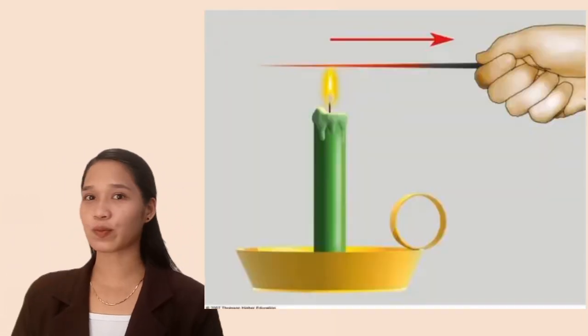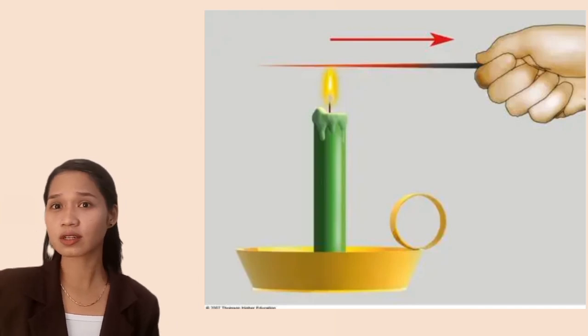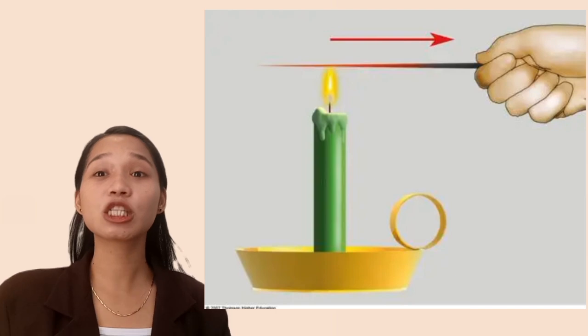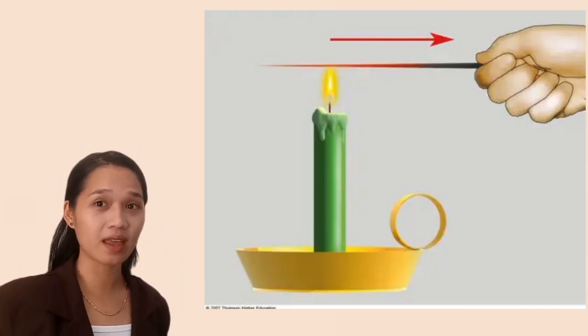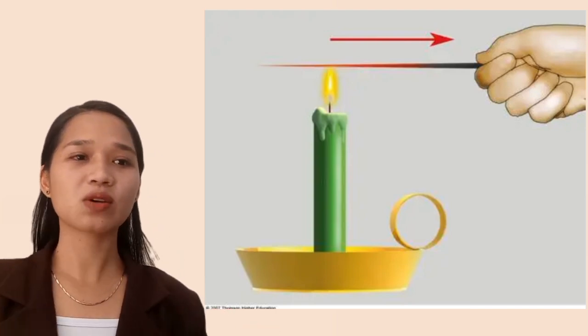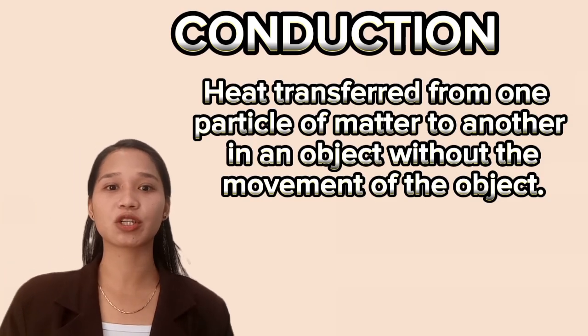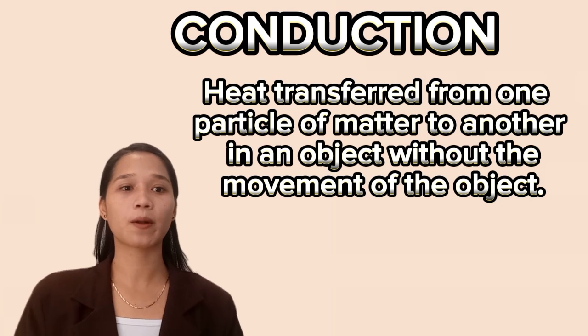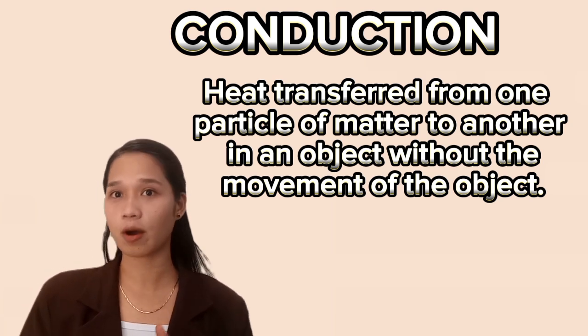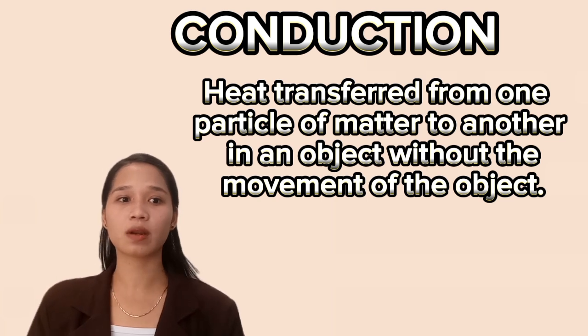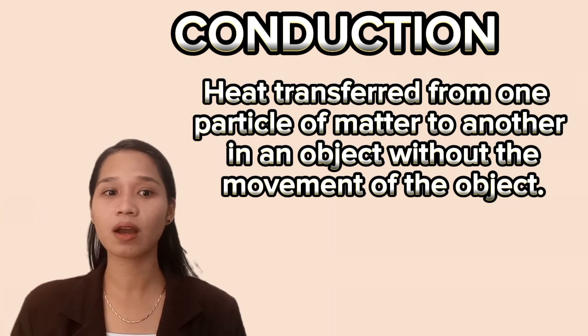So take a look at this picture. What kind of heat transfer is this? Is this conduction, convection, or radiation? Yes, exactly. This picture shows an example of conduction. Okay, so in conduction, heat is transferred from one particle of matter to another in an object without the movement of the object. Conduction is heat transferred between objects by direct contact.